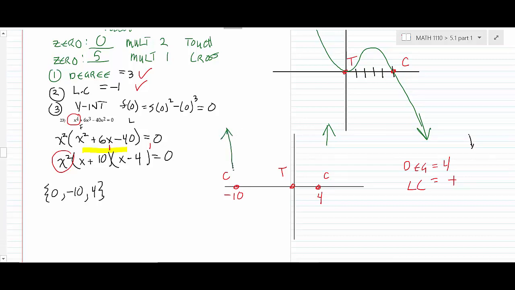You would go down, you would cross through that, you would have to change directions. Now, since you're touching, you'd have to change directions again, and then go like that. So if you put that in your graphing calculator, you would have something that looks like that, roughly. Okay, that's the idea. All right, everybody okay?